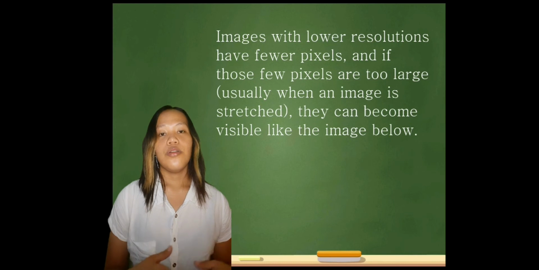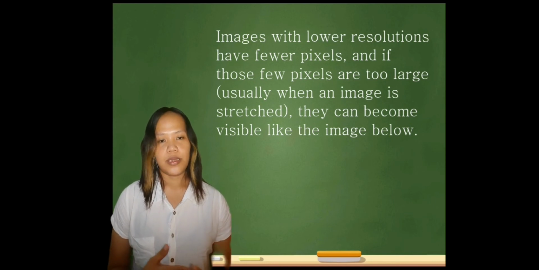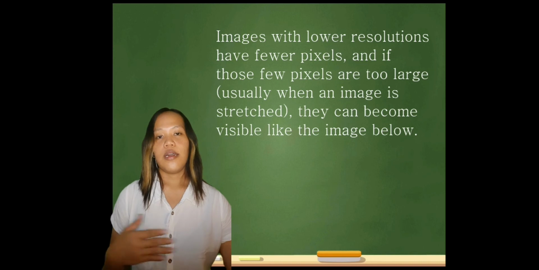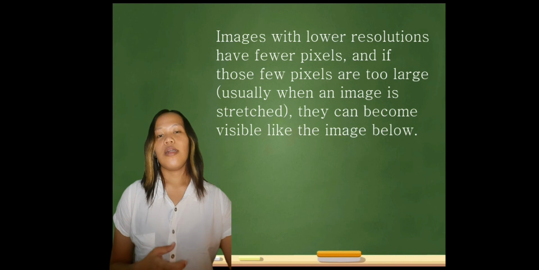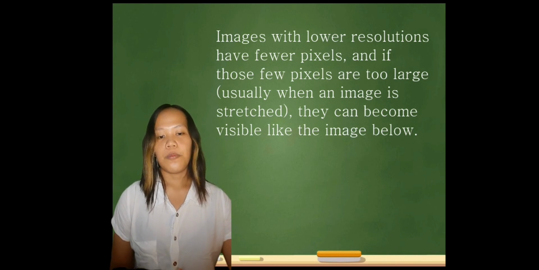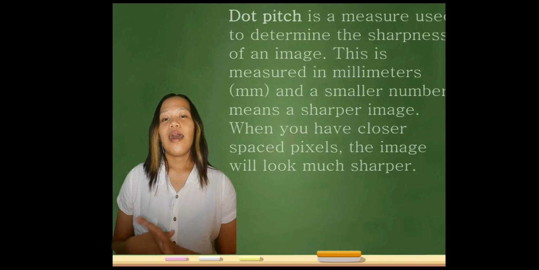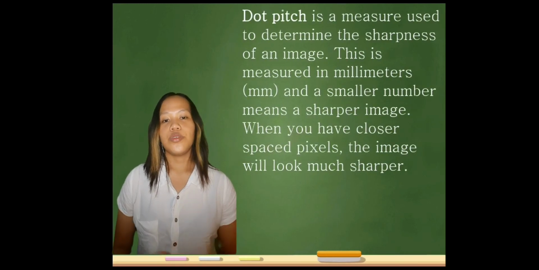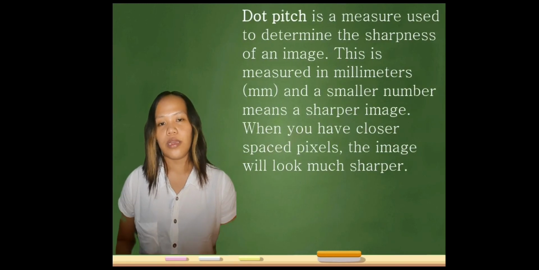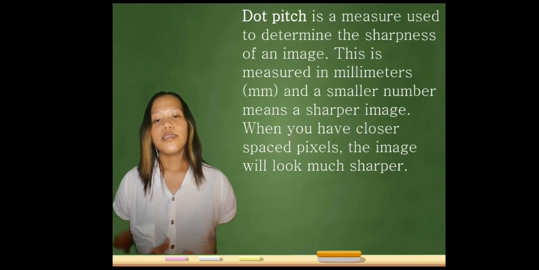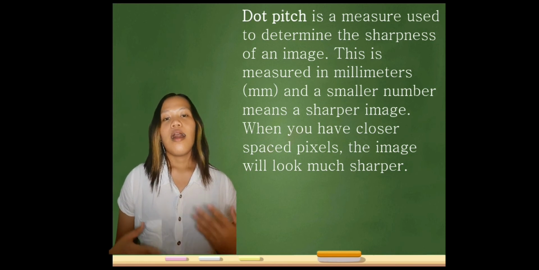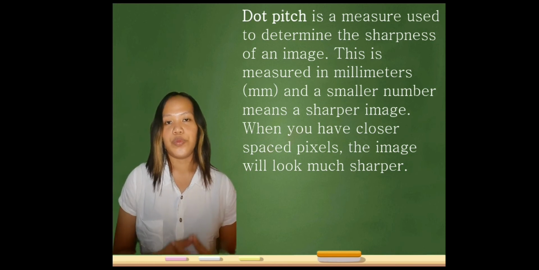Images with lower resolutions have fewer pixels, and if those pixels are too large, usually when an image is stretched, they can become visible like the image below. It becomes blurry. A dot pitch is a measure used to determine the sharpness of an image. This pitch is what I have mentioned earlier, and it is measured in millimeters. A smaller number means a sharper image. When you have closer spaced pixels, the image will look much sharper.